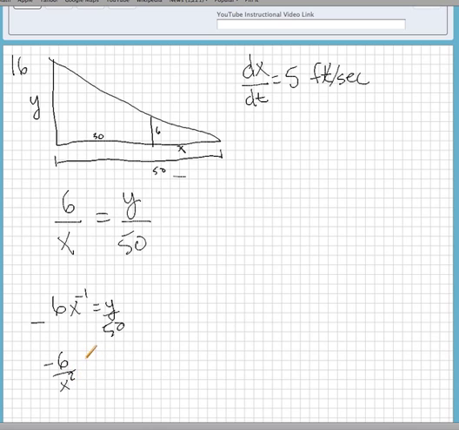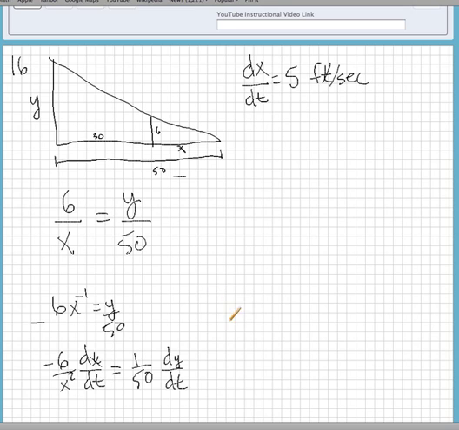And then since it's with respect to t, this is going to be dx/dt because of the chain rule. We need to keep that in there. And then this is just going to be 1 over 50 dy/dt. So we just took the derivative of this with respect to t.